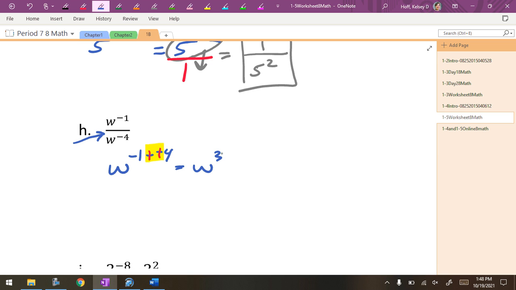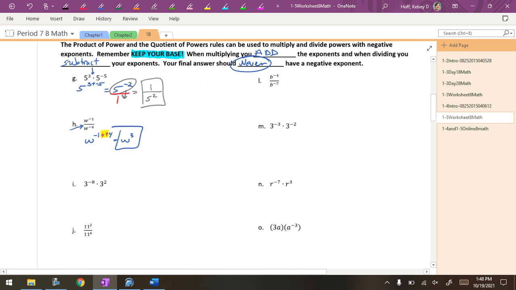How do you know? It's positive. We don't have to do anything to it. Newsflash. Not every problem is going to become a fraction. It depends if you end with a positive or a negative. Okay? You guys try I, J, K, and L. Finish the column and then do the one at the top. I, J, K, and L.